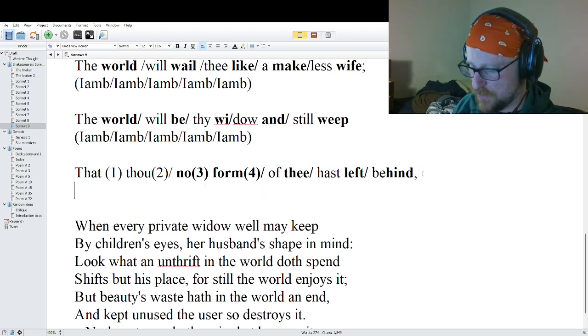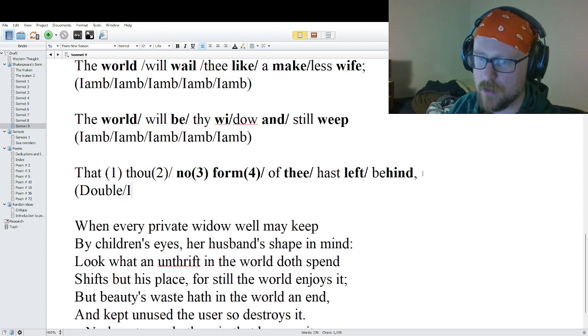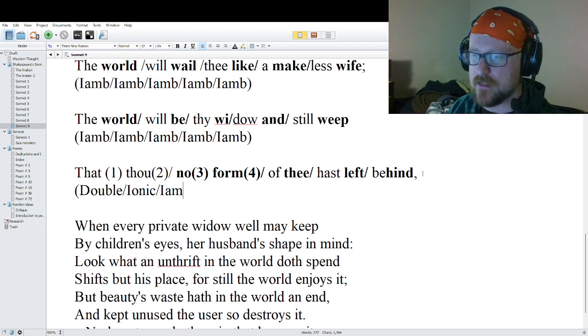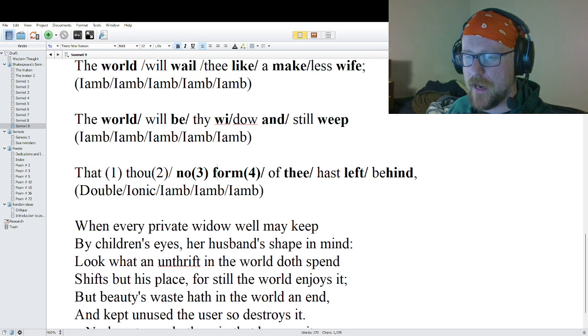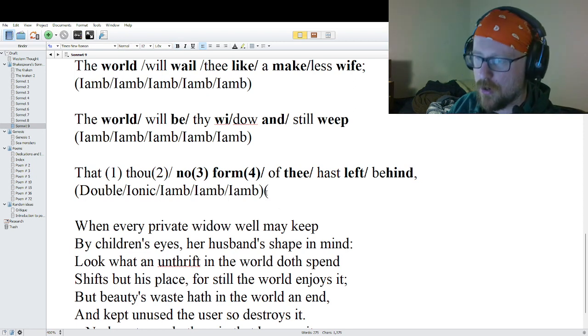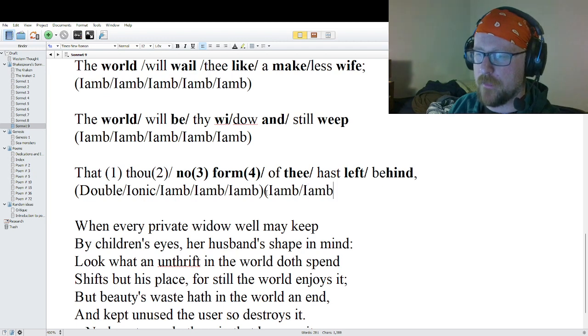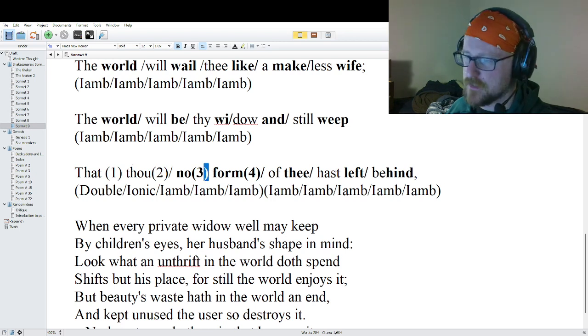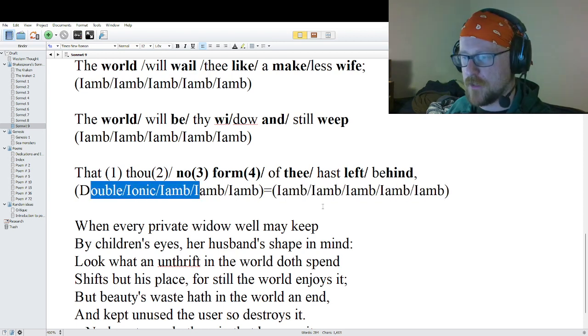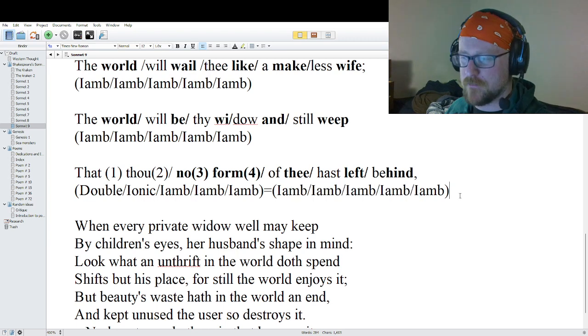So when you mark this, it would look like this, guys. I do it like this. Double ionic. And then it's iamber. And remember, a double ionic is just a light iamber followed by a heavy iamber. So you could also do iamber, right? It's the same thing. It's just that this is a light iamber, like a 1-2. It's still an iamber because the 2 is heavier than a 1. 3-4, the 4 is heavier than a 3, right? These two are equal. This equals that. It's just that people are evaluating a little bit differently. So just keep that in mind, right?